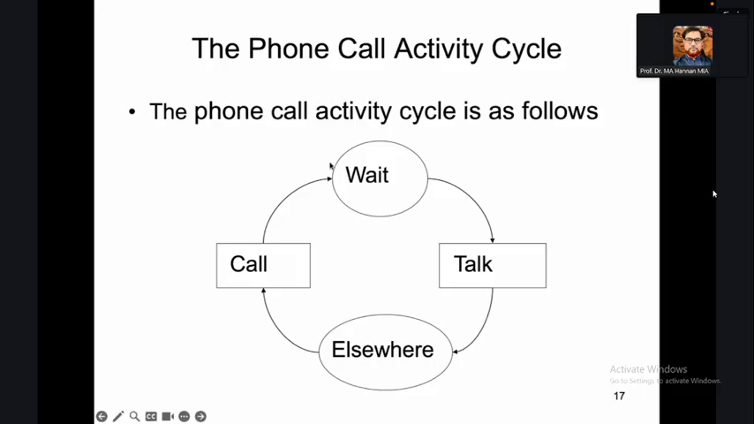Then maybe it is ringing, so he is waiting. Then it is received by someone, then talk. Once talking is done, the requirement is fulfilled, then he is elsewhere.